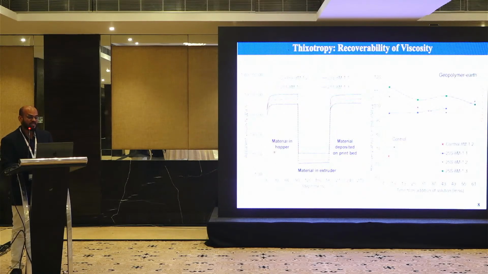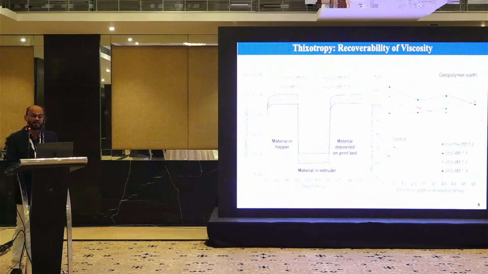Here the material is in the hopper with a very low rate of shear applied. Immediately a higher shear is applied when the material is in the extruder. Again, when the material is deposited on the print bed, the speed of rotation is immediately reduced. So generally it should possess high viscosity, followed by low viscosity, and again the viscosity should recover. In the control mix the viscosity recovery is only 67%. However, in the soil-based mix, the viscosity recoverability is even more than 100%. It performs even better than the clay material.